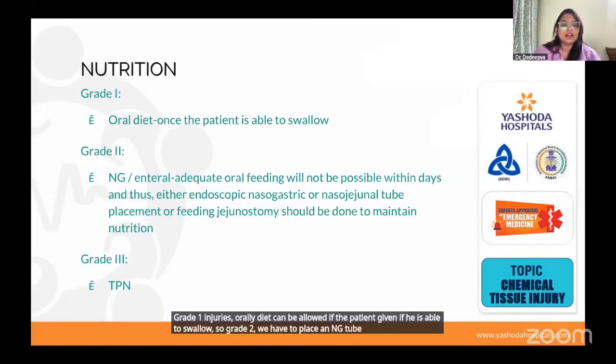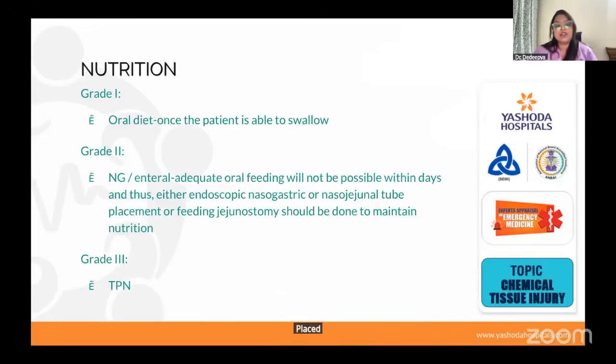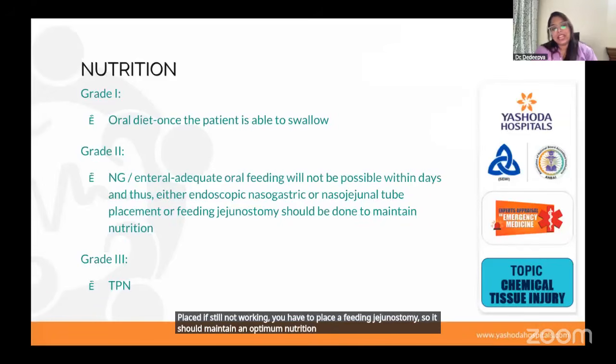When there is no adequate oral feeding within days, either an endoscopic nasogastric tube or a nasojejunal tube has to be placed. If still not working, you have to place a feeding jejunostomy. It should maintain optimum nutrition. But in all grade 3 or grade 2A injuries, always prefer total parenteral nutrition.